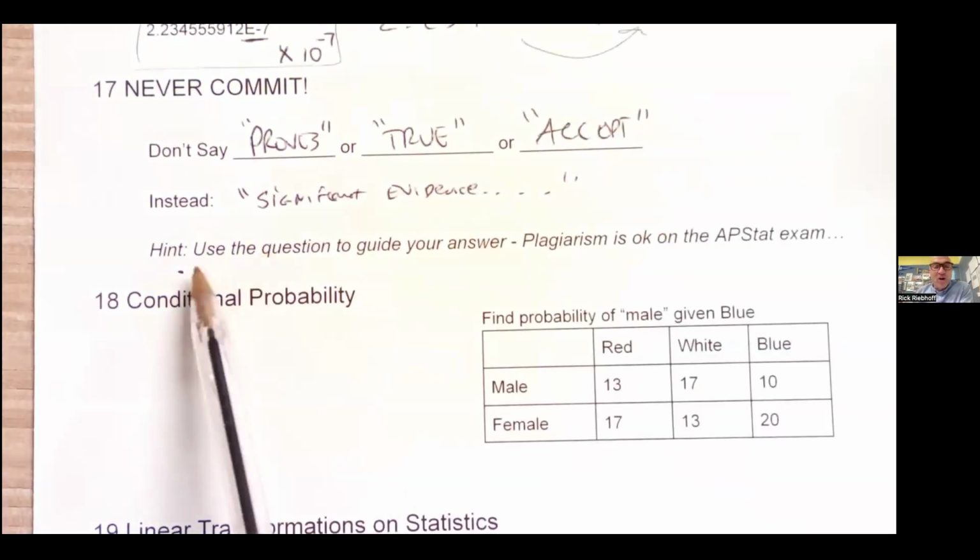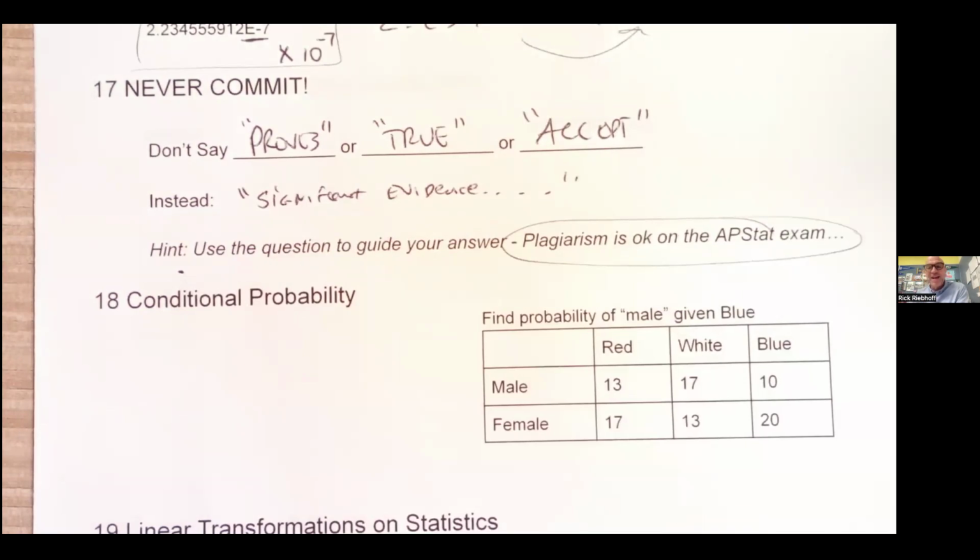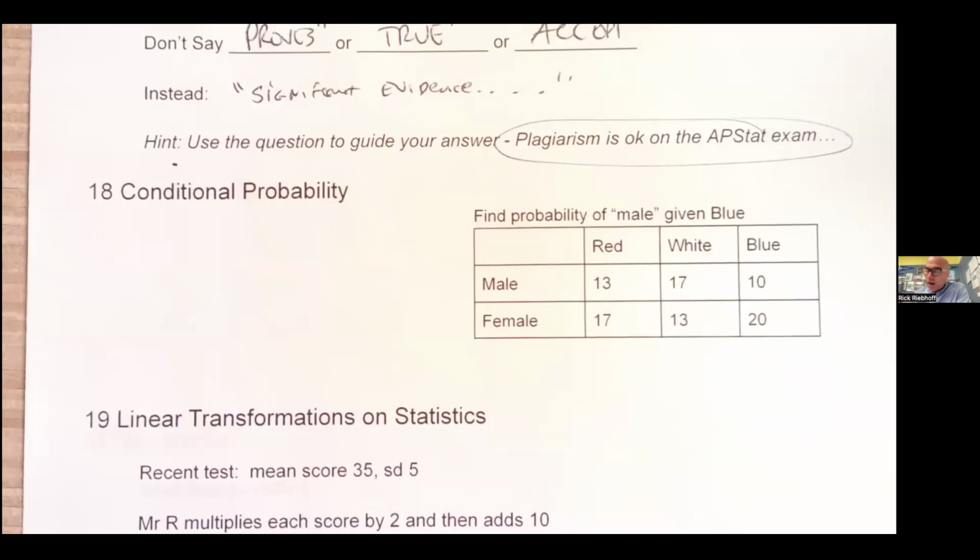My advice is to always use the question to guide your answer, right? The question might be, is there significant evidence that this happens? And you would say, yes, there is significant evidence that this happens. Straight up copy it, right? Plagiarism is 100% acceptable on the AP exam, makes it easier to grade, makes it easier for you to write. 100% go for it.